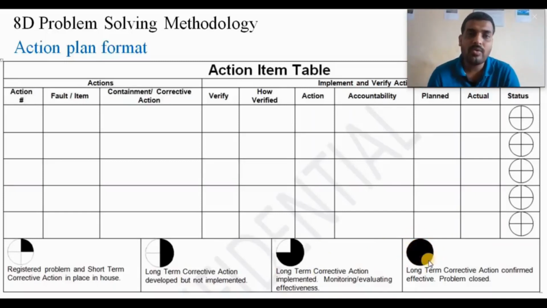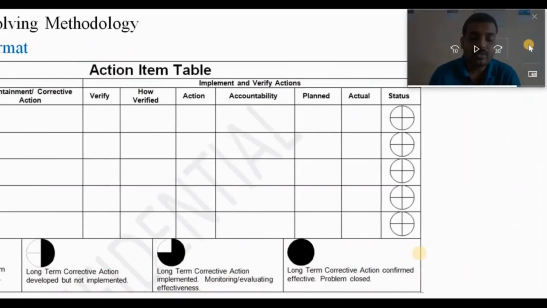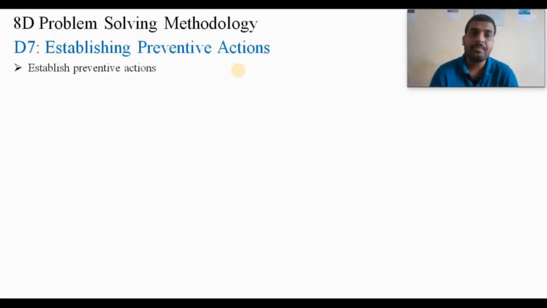Now we will move to the next phase of the 8D report, that is D7, establishing preventive actions. The occurrence of comparable problems in other businesses, production processes and products due to the identified root cause must be prevented, with the review and update of the documentation.